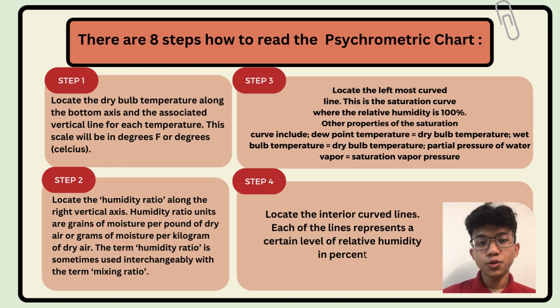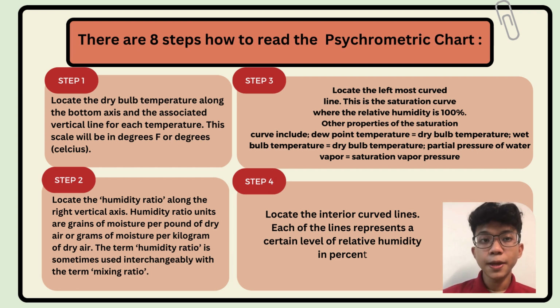Next, step 2, locate the humidity ratio along the right vertical axis. Humidity ratio units are grains of moisture per pound of dry air or grams of moisture per kilogram of dry air. The term humidity ratio is sometimes used interchangeably with the term mixing ratio.